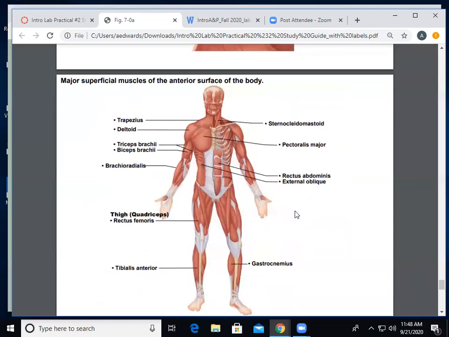All right, let's look at muscles on the anterior surface. Okay, you can still see a bit of that trapezius muscle there. Okay, so if you think about it, if you're shrugging your shoulders, you're moving your trapezius. Okay, you can also see the sternocleidomastoid. The shoulder muscles are the deltoid muscles. Remember the deltoid region? In your chest area, you have pectoralis major.